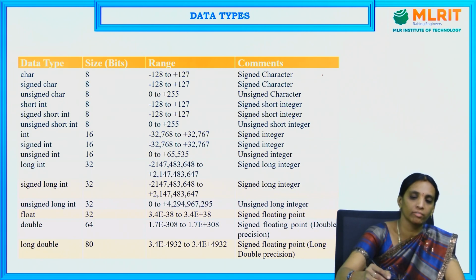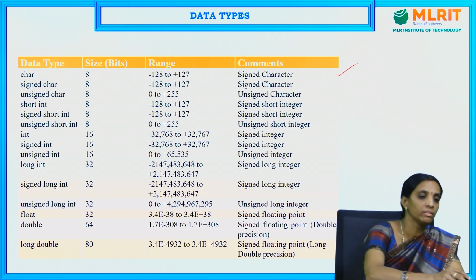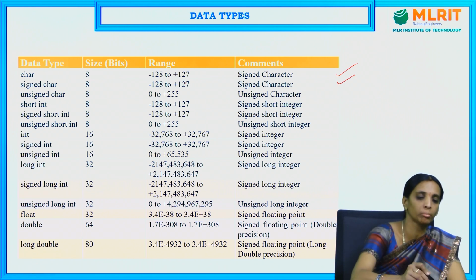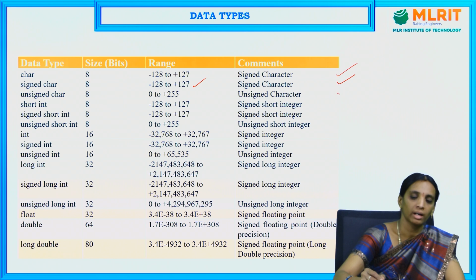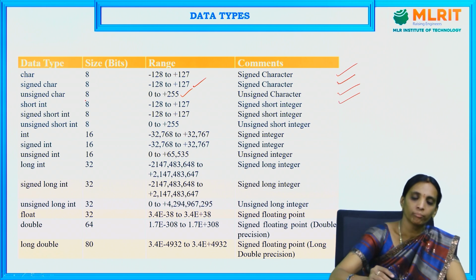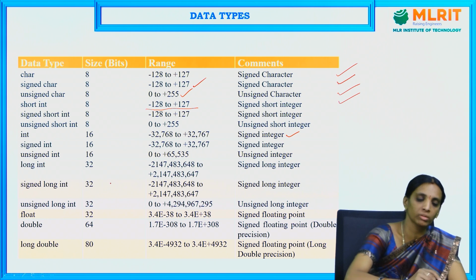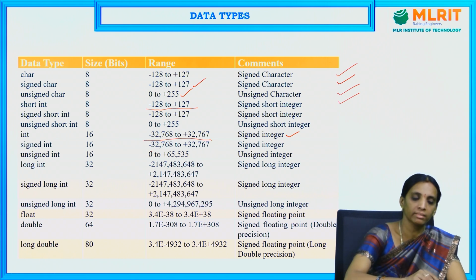Next, these are the different data types available in embedded C programming. Char, which is signed character or unsigned character. Signed char means minus 128 to plus 127. Unsigned char is from 0 to plus 255. Signed short integer is an 8-bit size. Signed integer is a 16-bit size. For 8-bit size, the data range is minus 128 to plus 127. For 16-bit size, the data range is minus 32,768 to plus 32,767.